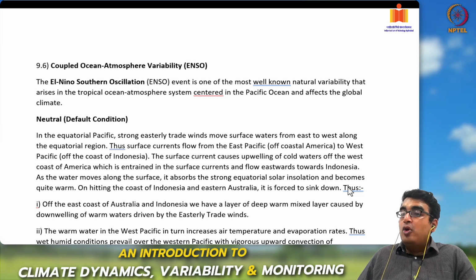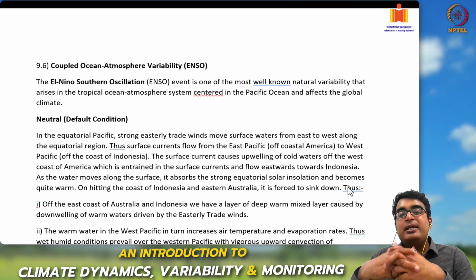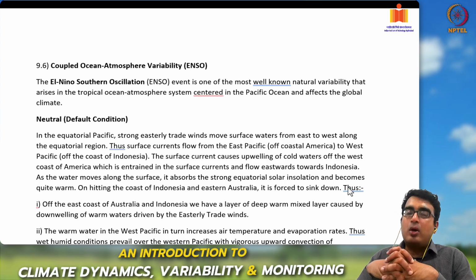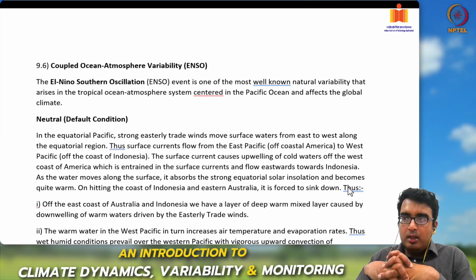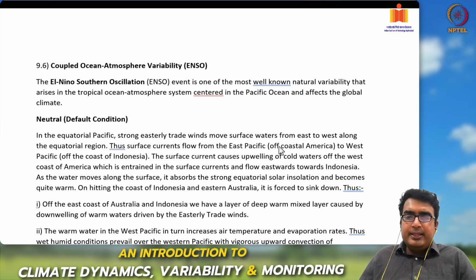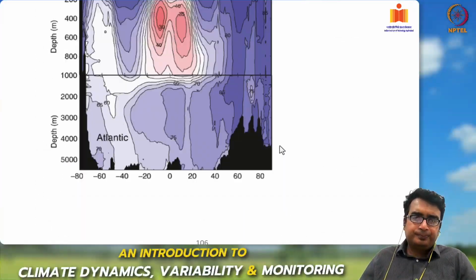It is one of the most well-known natural variabilities that occurs in the tropical ocean atmosphere system centered in the Pacific Ocean and affects the global climate throughout. We will discuss this ENSO event in detail today. Let us go back to our surface level currents once.